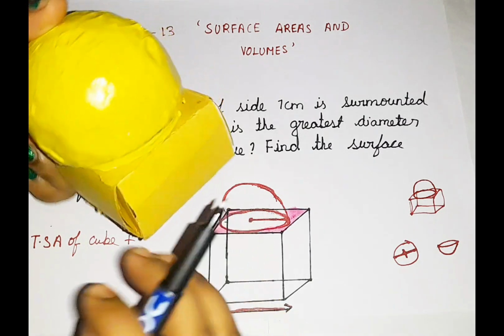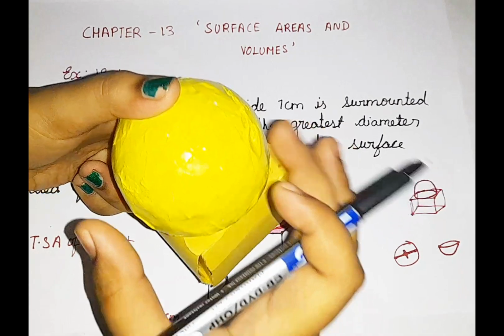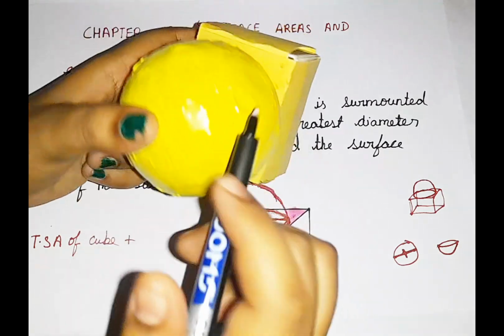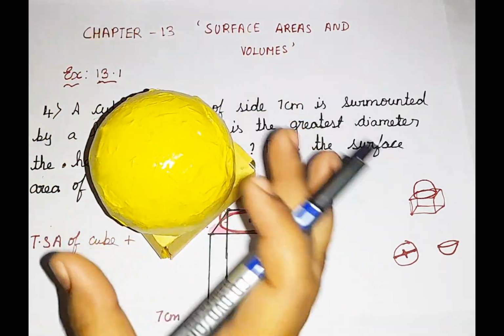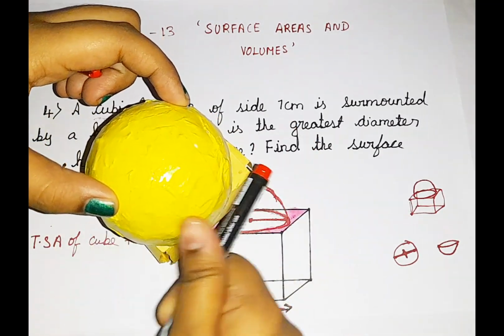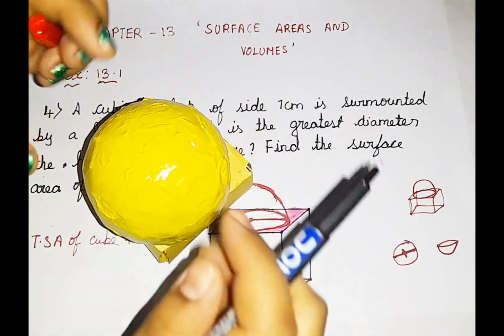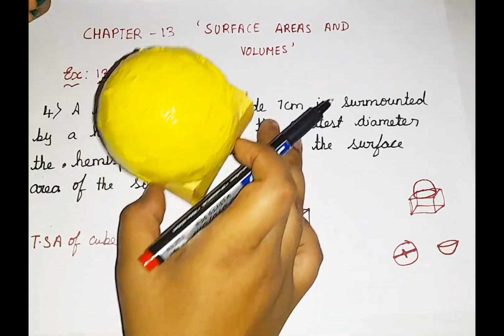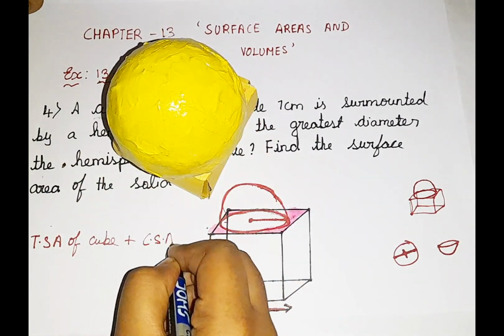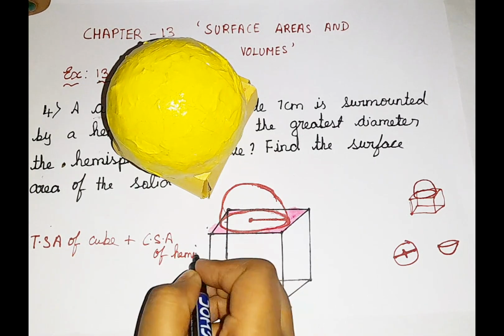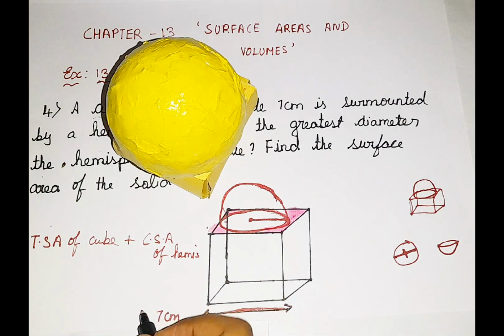Now let us come to the hemisphere. If I ask you to paint it, what are the parts you will paint? You will paint this round ball shape. You will be able to paint the complete thing. Since I am painting only the curved part, I will use curved surface area. So curved surface area of, I'll write it here, of hemisphere. I'm just writing hemis, that is a short form. Later on I'll write it completely.